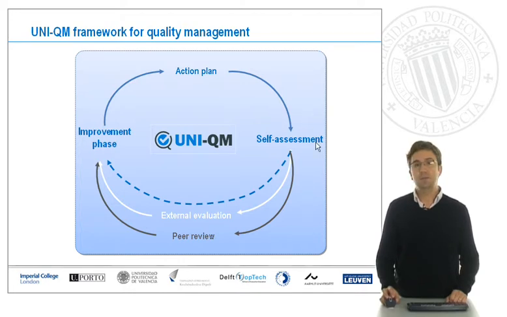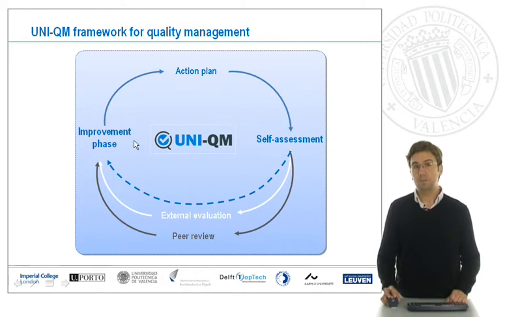Once that you have made this first self-assessment, then you can decide which pathway to choose. You can directly go to an improvement phase, you can go for an external evaluation, or you can go for a peer review. But regardless of the pathway that you choose, you will finish on an improvement phase that will help you to improve your activities in continuing education.